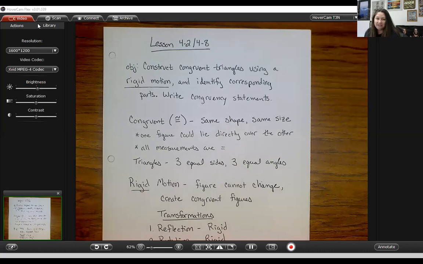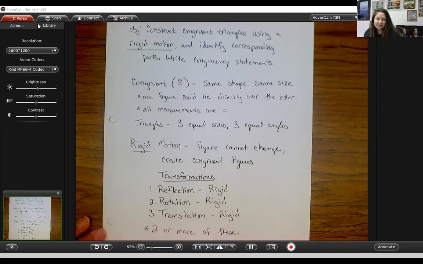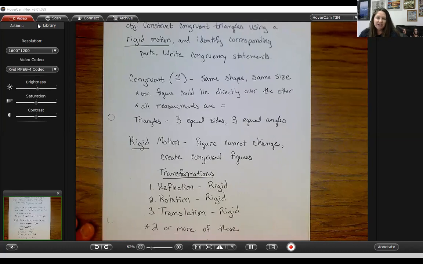These can be created by what we called rigid motion, in chapter 9. So if we had a rigid motion, we know the figure cannot change when it's being moved, and we use that little arrow, in chapter 9 to represent a transformation. So keep in mind the ones that were rigid were reflections, rotations, and translations. Or if we do 2 or more of these, like we did in compositions. Any type of combination of any of these rigid motions will always create congruent figures.